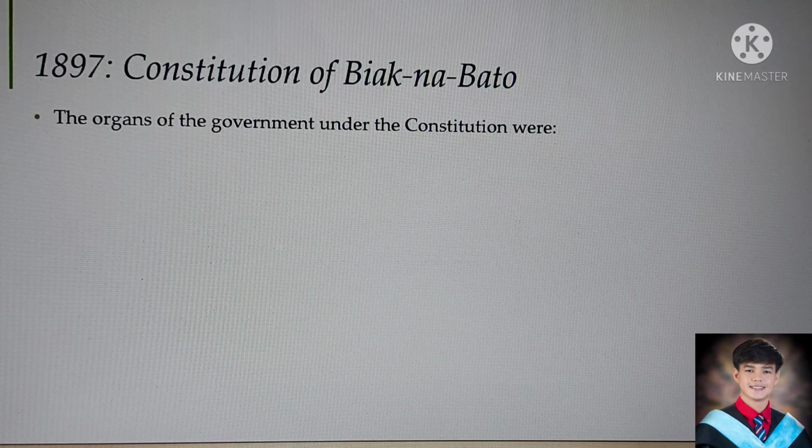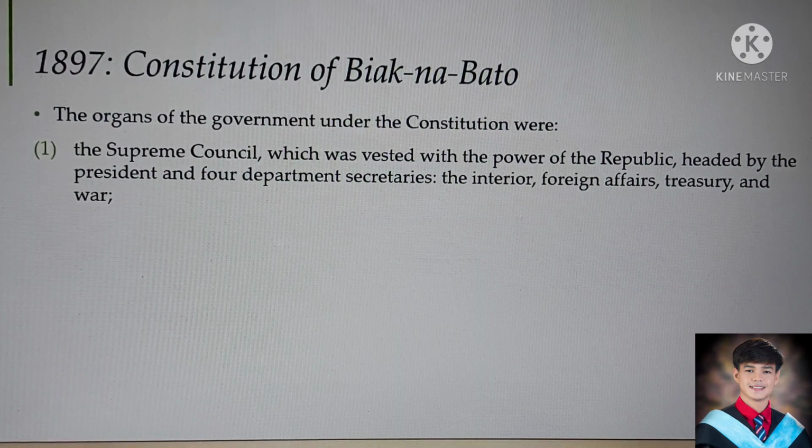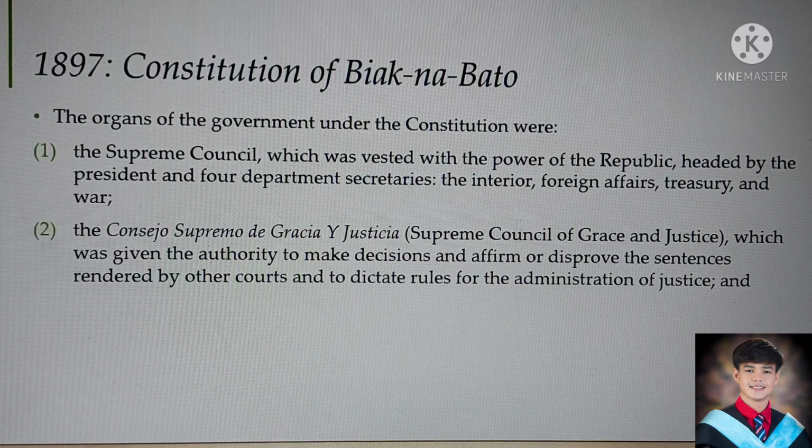The organs of the government under the Constitution were the Supreme Council, which was vested with the power of the Republic, headed by the President and 4 department secretaries: the Interior, the Foreign Affairs, Treasury, and War. Kumbaga sa ating modernong panahon, ito yung tinatawag natin na executive branch. So, pinamumunuan sila ng isang presidente at 4 na kalihim: the Interior, Foreign Affairs, Treasury, and War. So, yun yung 4. Tandaan nyo.